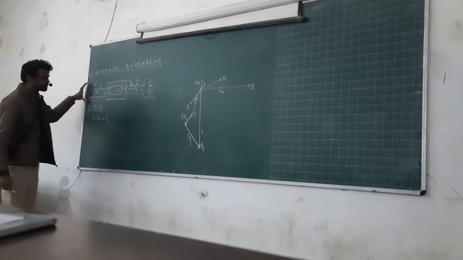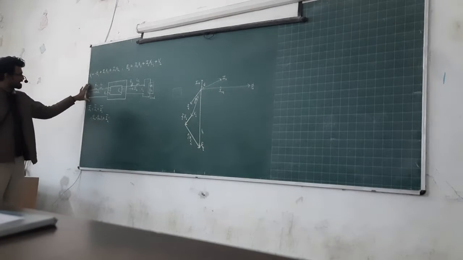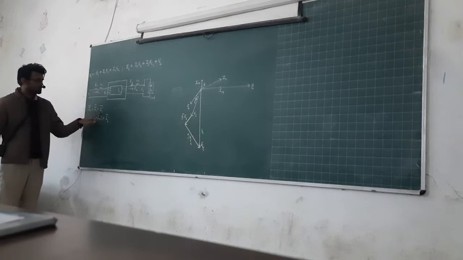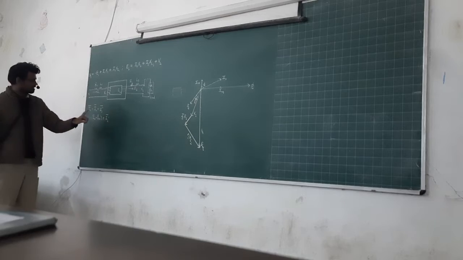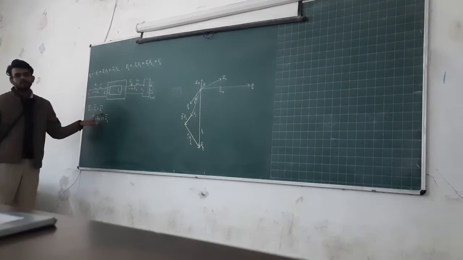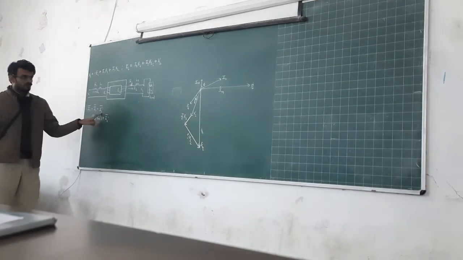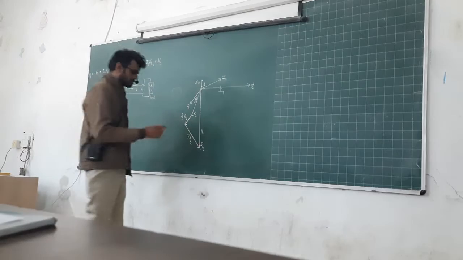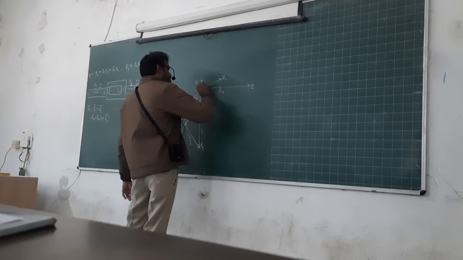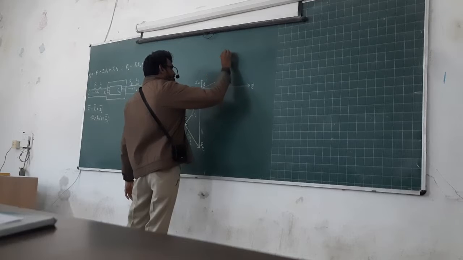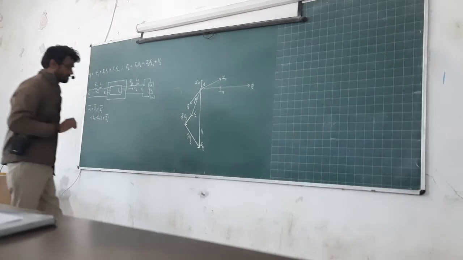Now we need to come to the primary side. So for that I need I1. I1 comes from the addition of I0 and I2 dash. I have I0, but I do not have I2 dash. But I2 dash comes from I2. We know that it is equal and opposite, so somewhere here I2 dash will be there.